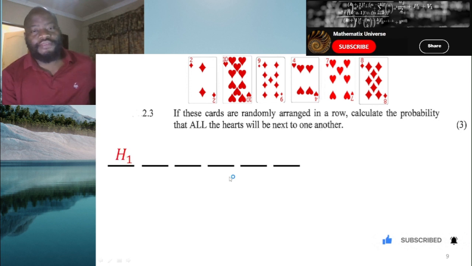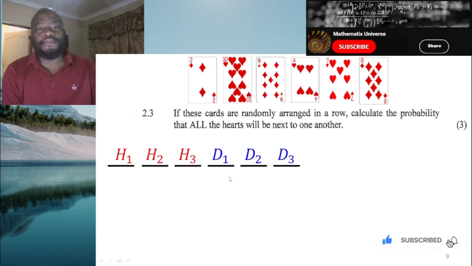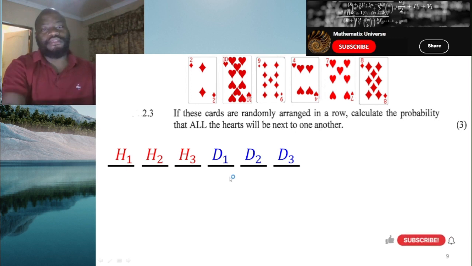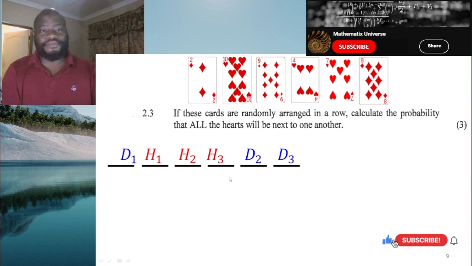So again, we have our 6 spaces, and then I've made the first arrangement that we can think of. So this is when the first 3 spaces are occupied by the hearts, so they're together. Now, it means wherever the next arrangement, wherever the hearts will be, there'll always be 3 hearts close to each other, but they could be between the D's like this. So as you can see now, this is another arrangement.